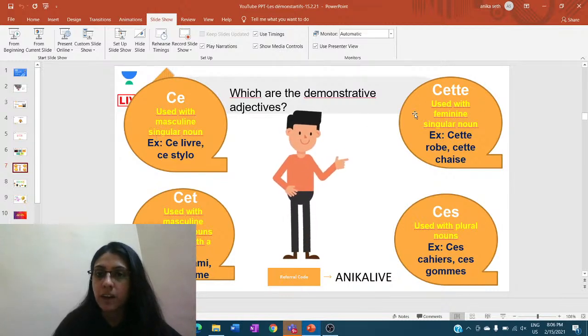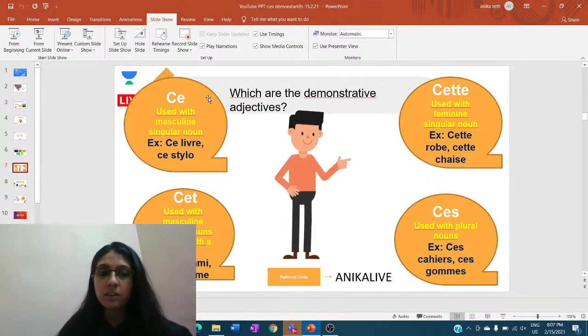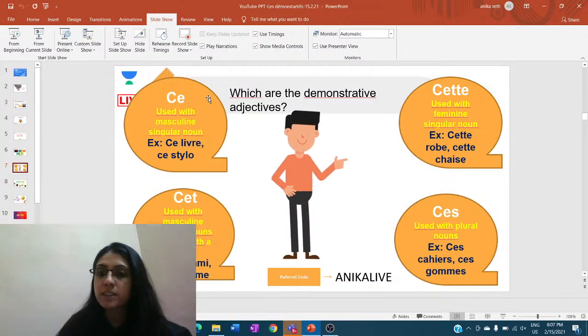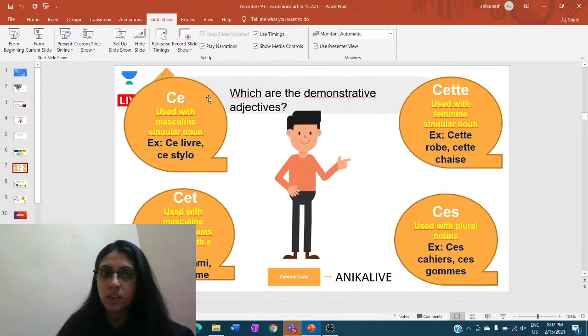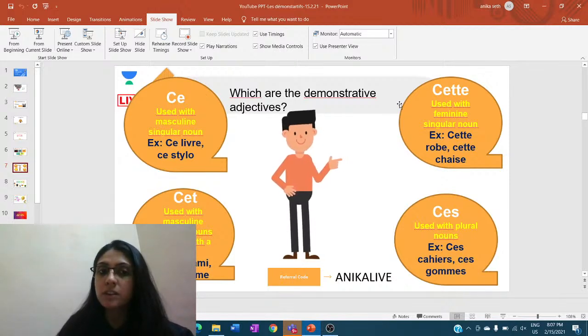Then the second demonstrative adjective is cette. This is used with feminine singular nouns. Ce for masculine singular, cette for feminine singular. So for example, cette robe, cette chaise, cette table, cette maison, cette trousse: for all the feminine singular nouns, we will use the demonstrative adjective cette. So ce is masculine, cette is feminine, both for singular nouns.